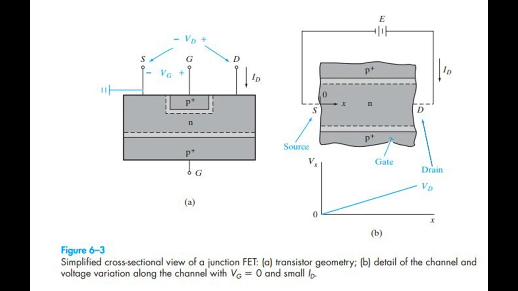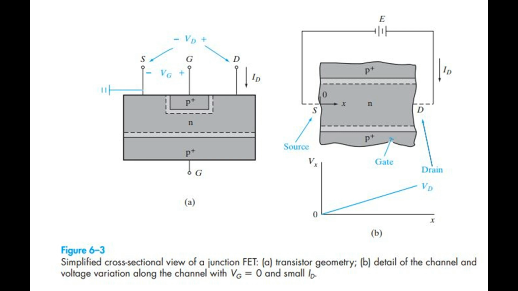Figure 6.3. Simplified cross-sectional view of a junction field effect transistor. A. Transistor geometry. B. Detail of the channel and voltage variations along the channel with gate voltage equal to 0 and small drain current. It is common practice to connect the two gate regions electrically; therefore, the gate voltage refers to the potential from each gate region to the source S.